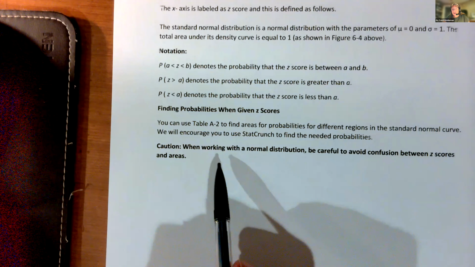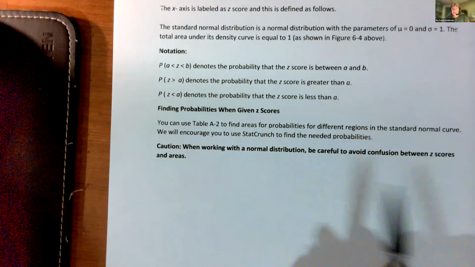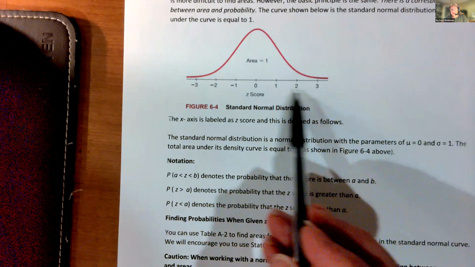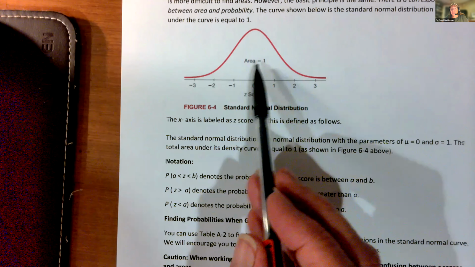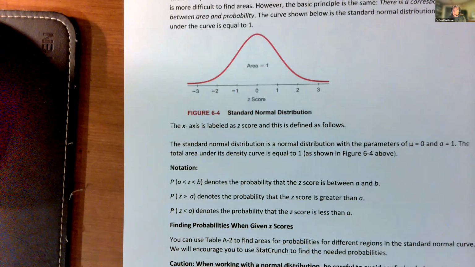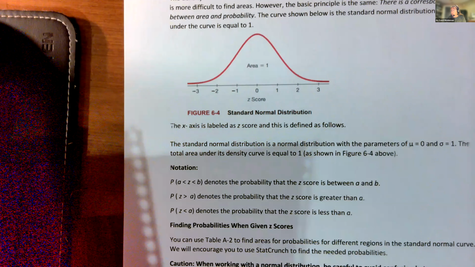Be careful when you're using a normal distribution. Z-scores and area are different. Z-scores, or the values in the distribution, are going to be along the x-axis. The probabilities are going to be the area under the curve. So you want to be careful that you understand exactly what it is that you're working with. Are you working with a z-score? Are you working with a probability or an area?